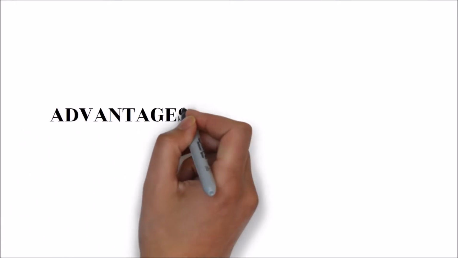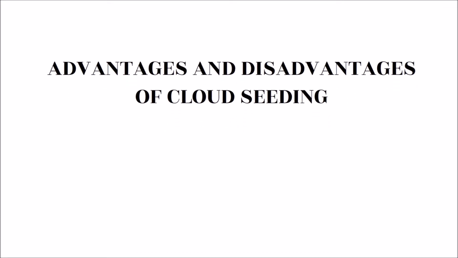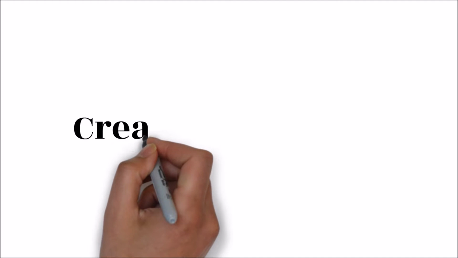Advantages and disadvantages of cloud seeding. Seeding clouds using chemical substances can impact the environment in various ways. Advantages of cloud seeding. Creates more rain.